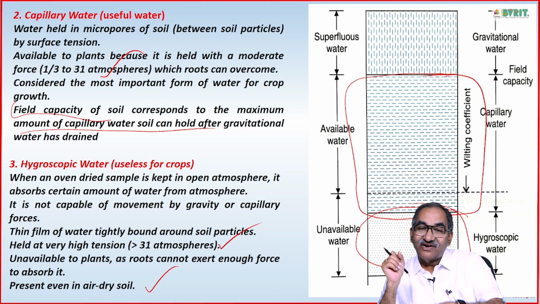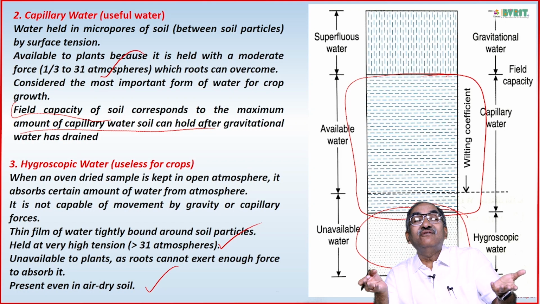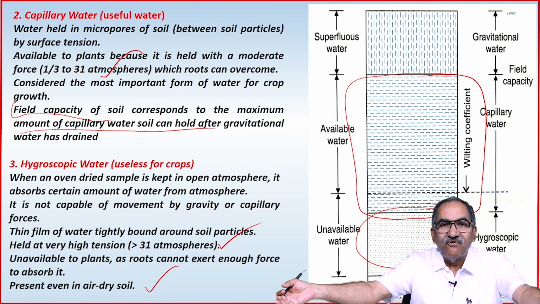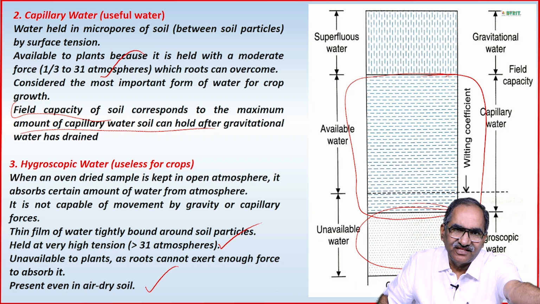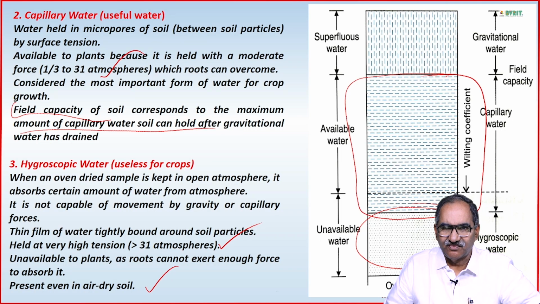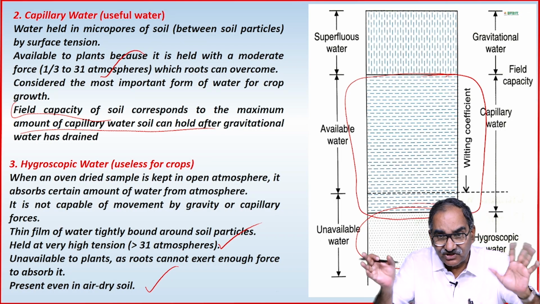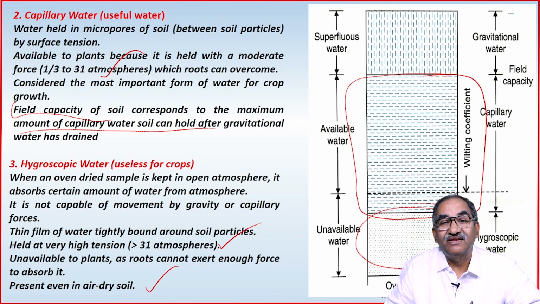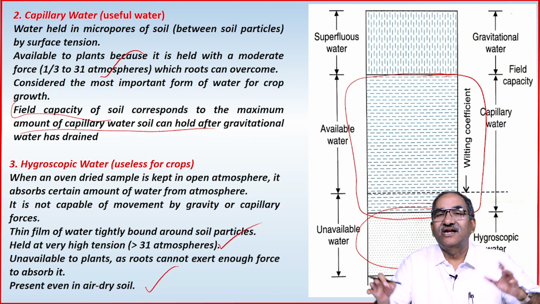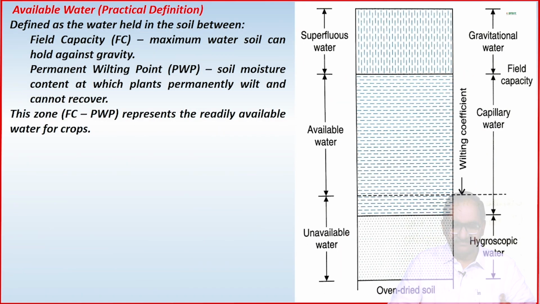The third one is what? The hygroscopic water. What do you mean by hygroscopic water? Keep an oven-dry sample outside in the atmosphere. Whatever moisture it attracts, that moisture is what we call hygroscopic water. Can you draw it? Absolutely not. The pressure required is very, very high. So that's why it is not useful at all.